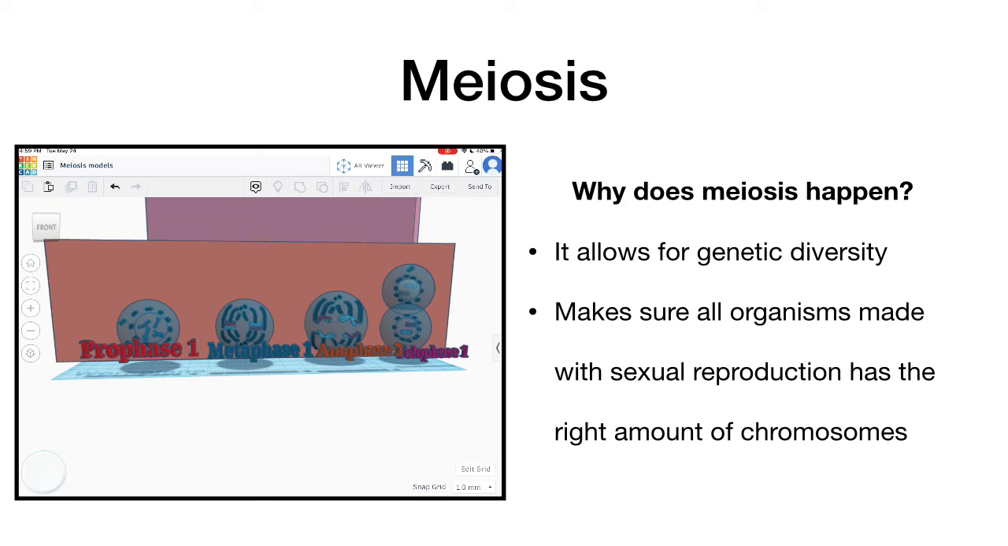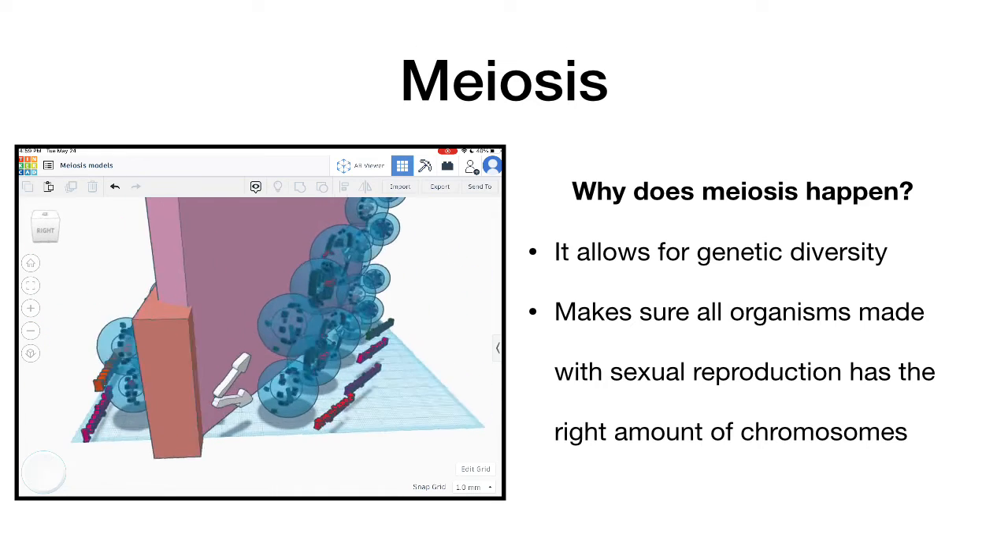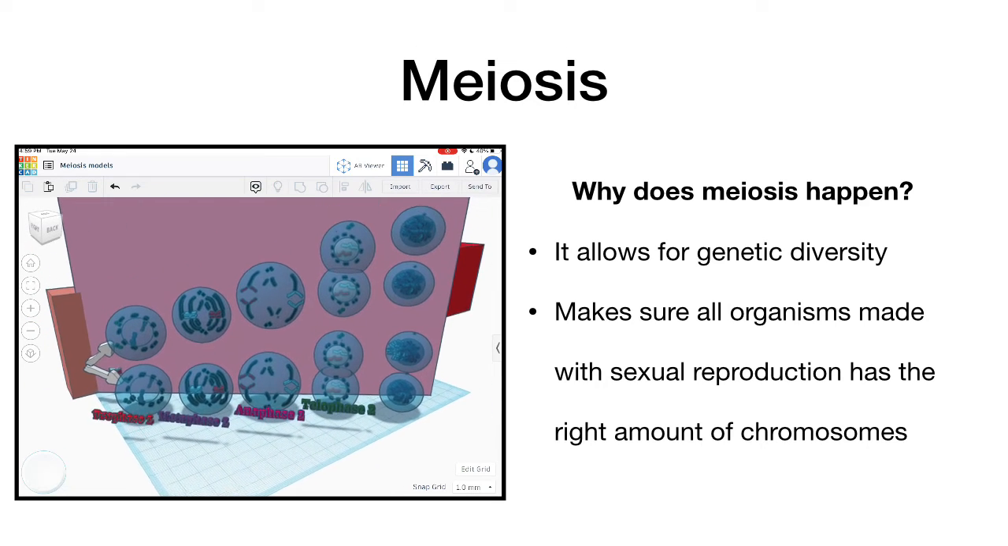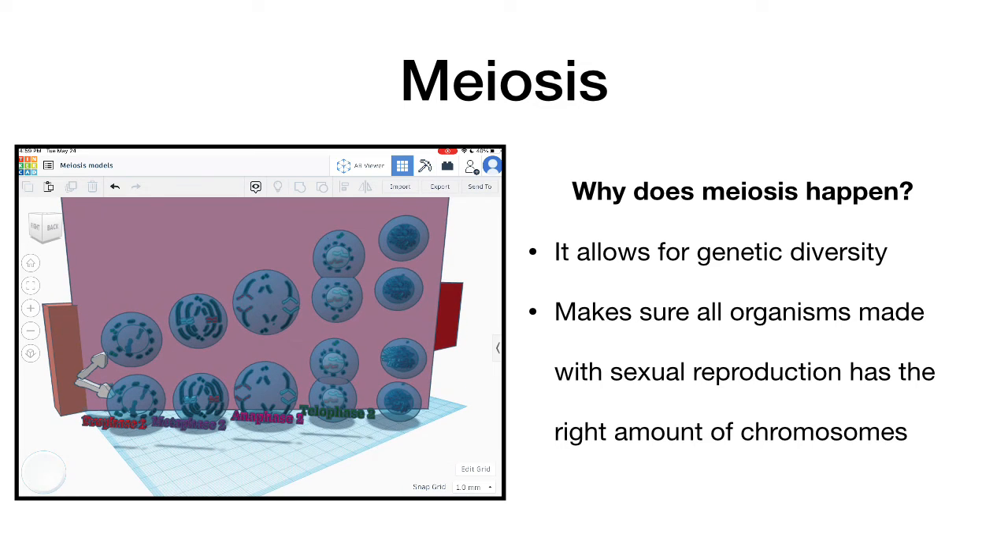Now meiosis. Why does meiosis happen? Meiosis happens because it allows for genetic diversity. It also makes sure all organisms made with sexual reproduction have the right amount of chromosomes.